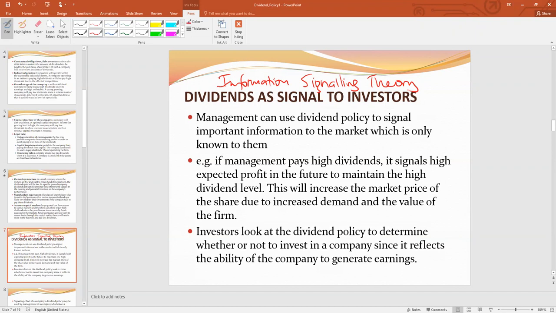So the management can use a dividend policy to signal important information to the market, which is only known to them. The market is going to interpret it this way: if you're paying more dividends, what does it mean? It means that we as management are sure that we can sustain this high dividend even in future, even in those years where we shall be making losses. That is how the market is going to interpret that information.